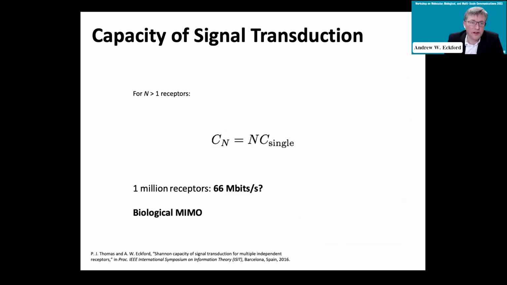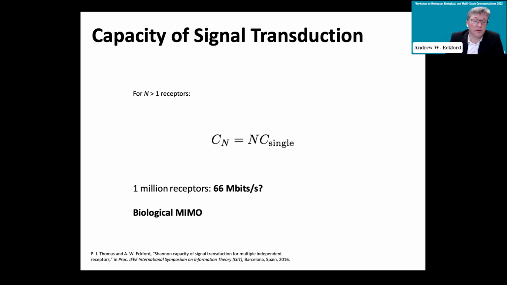What we proved was that for n greater than 1 receptor, the capacity scales linearly with the number of receptors. So if you have a capacity of 66 bits per second for 1 receptor, and you have 1 million receptors, now you have a capacity potentially of 66 megabits per second. So this is getting actually quite serious as far as communication rates are concerned.